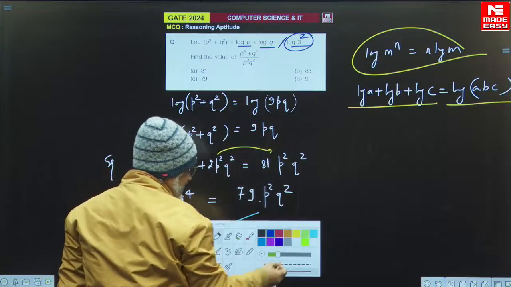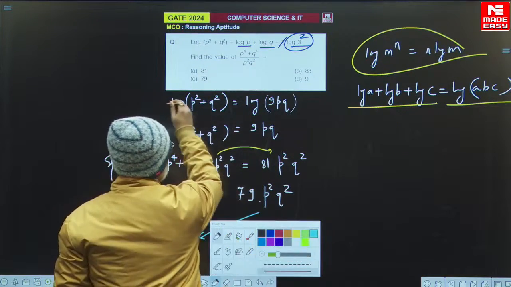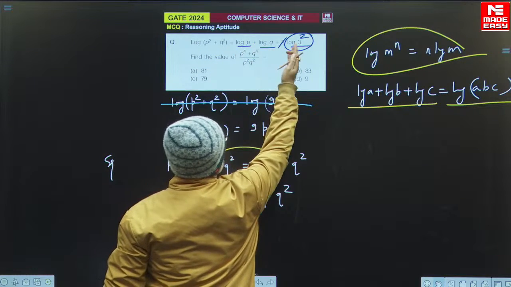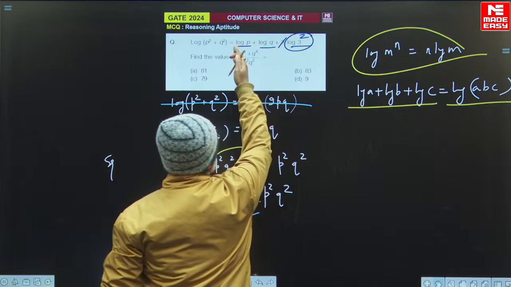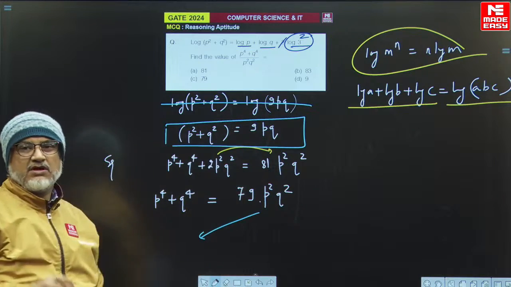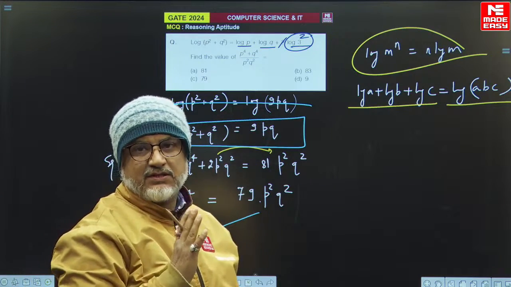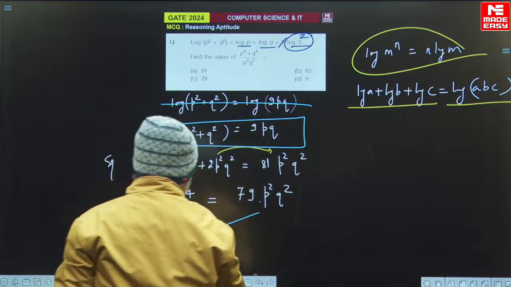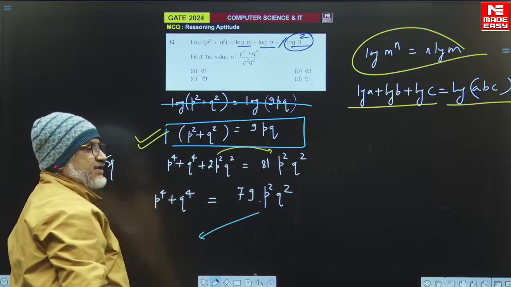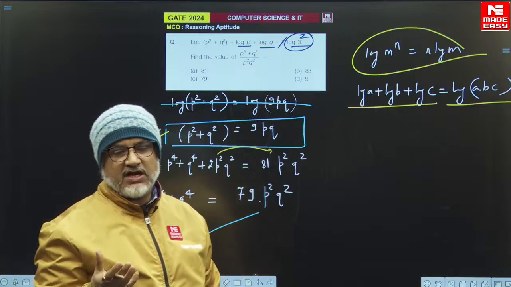Look, there was no need to build up this atmosphere; directly we could have started from here. Log of p square plus q square is equal to log of 9pq. So p square plus q square is equal to 9pq. Directly we could have arrived at this statement, right? Unless you solve questions this way, you will not be able to manage everything within less than 10 minutes. That was the idea behind it.